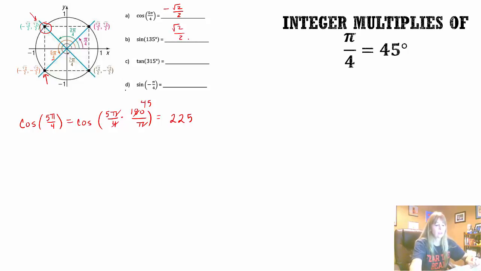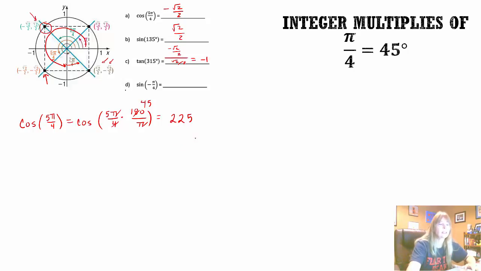All right, now I want to find the tangent of 315 degrees. Well, I know if I go all the way around here, I'm at 270. Okay, so at 270, if I add 45 more, that gets me to my 315 degrees. We said that the tangent is my y over my x, so you can see those cancel and give you a -1.